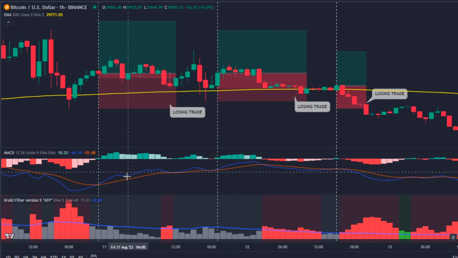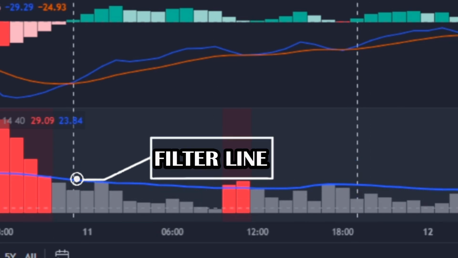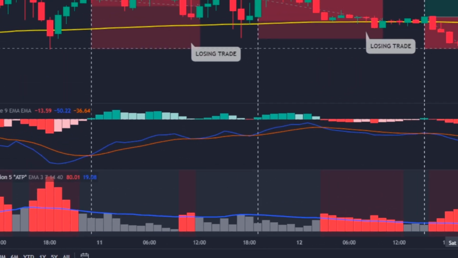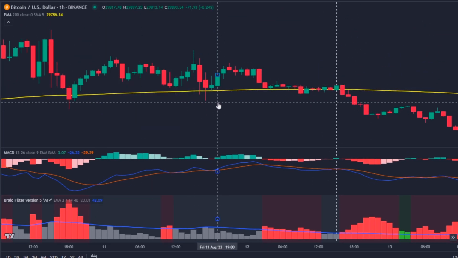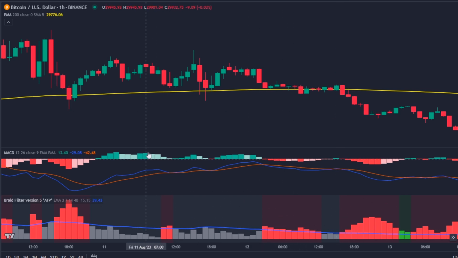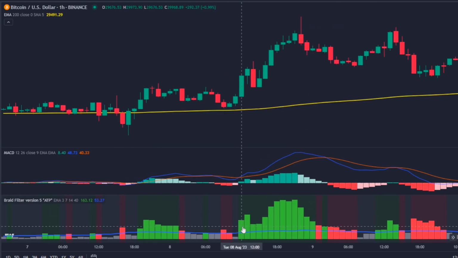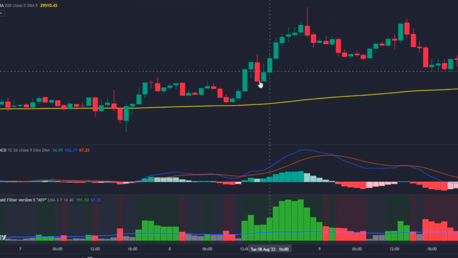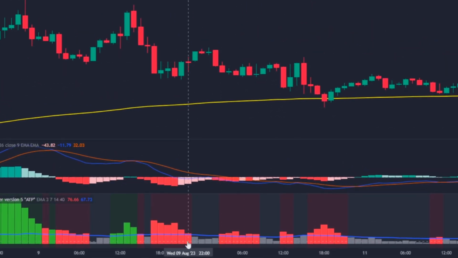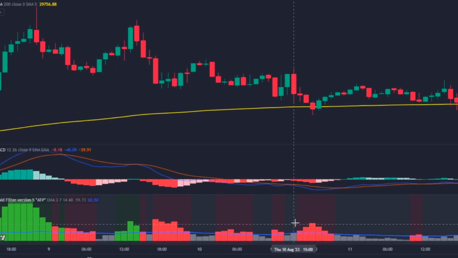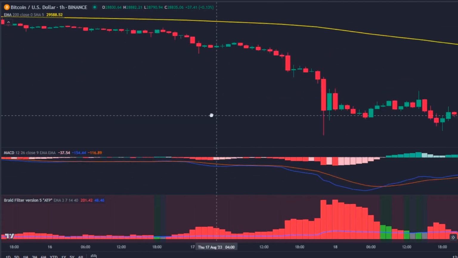And this indicator is very simple to use. When the volume bars are below this blue line, which is called the filter line, it means the market is trading sideways, and so you shouldn't take any positions. And then, when the volume bars are above the filter line, it means the market is trending. Furthermore, it also colors the bars according to the direction of the trend. When the market is mainly on an uptrend, the bars are going to be colored green. And when the market is mainly on a downtrend, the bars are going to be colored red. And this is also a function that we will use for our enhanced MACD trading strategy.